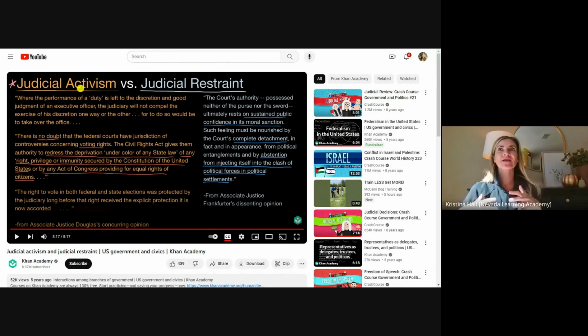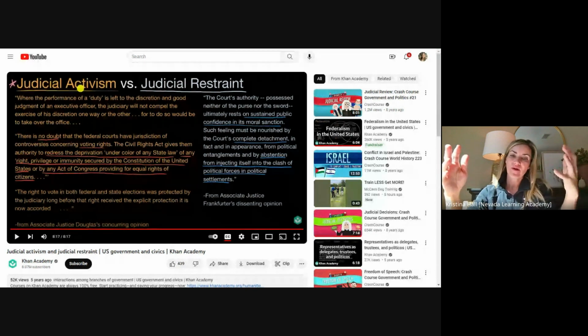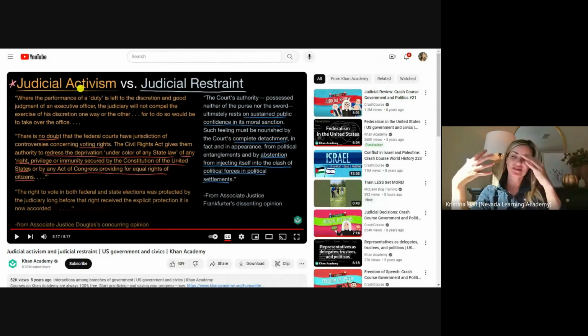Judicial restraint is respecting that this is in my lane and I don't have a right to overstep it. That's a law that needs to be changed. That isn't the role of this court. And both can be appropriate. It really depends on the court case. But that's why it's good to have the popular opinion and then the dissenting opinion, to see how they are justifying their place and their decisions.